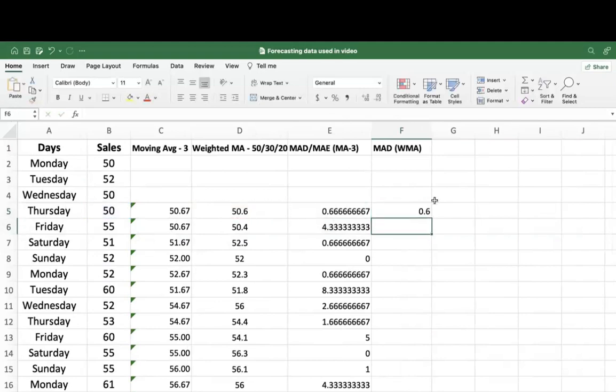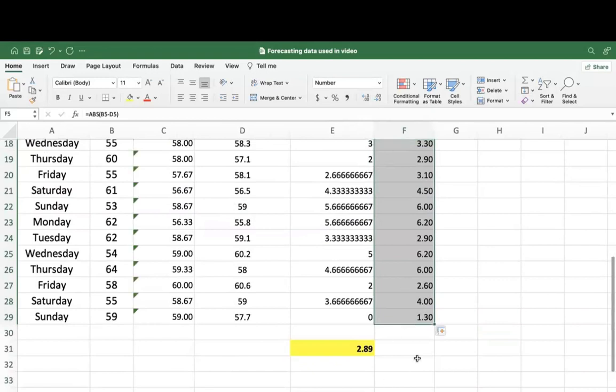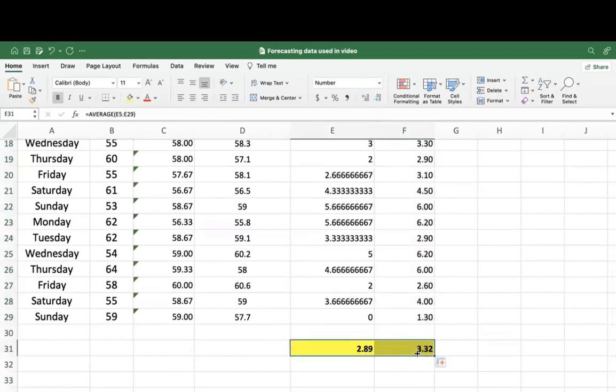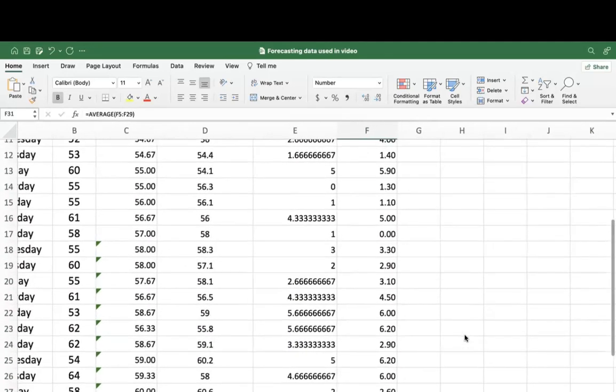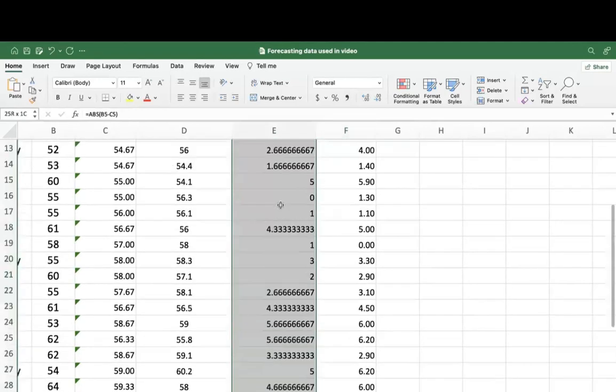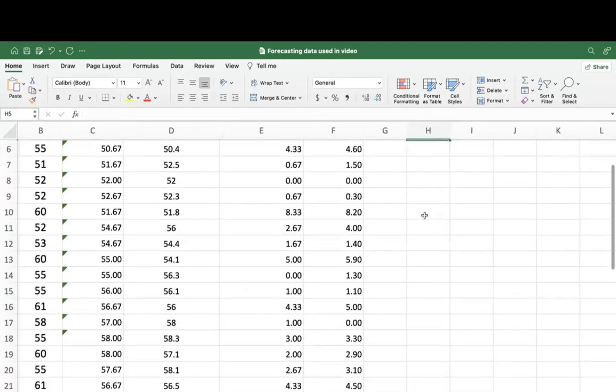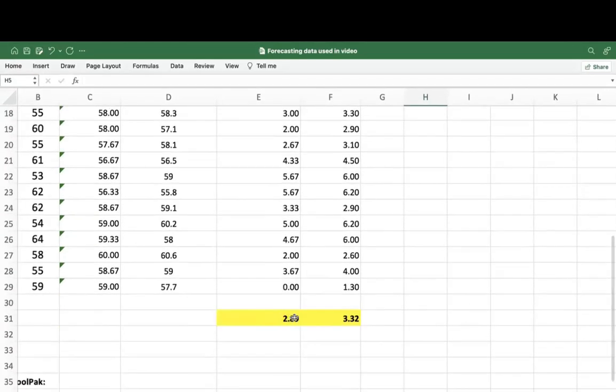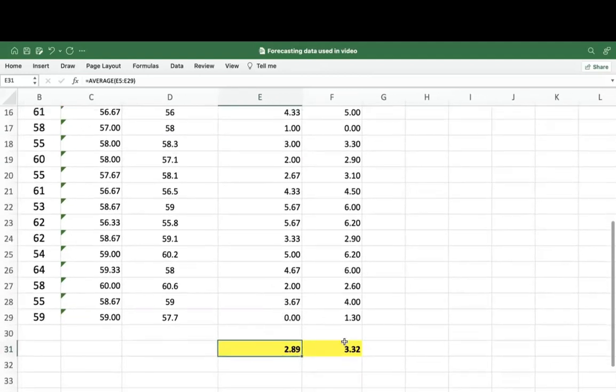Okay, and if I hit enter, let me expand it a little bit, adding more decimals. And we have this one. Now I can write here a formula, or I can just drag it here, and that is 3.32. Now we are done with this one. Let me also reduce its decimals. Okay. Now we have here MAD for 2. This is for moving average, and this is for weighted moving average.